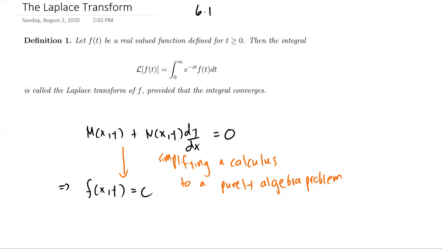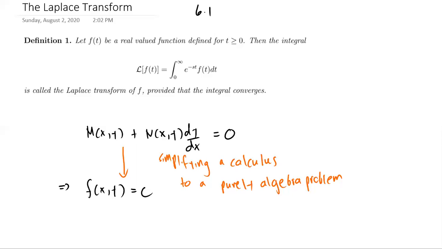The idea of the Laplace transform is going to be something similar. We're going to start with the differential equation and apply the Laplace transform to both sides of it. That's going to simplify our problem, hopefully. In particular, it's going to make our differential equation, a calculus problem, go to an algebra problem, just having to solve for a variable. So that's going to be the goal.